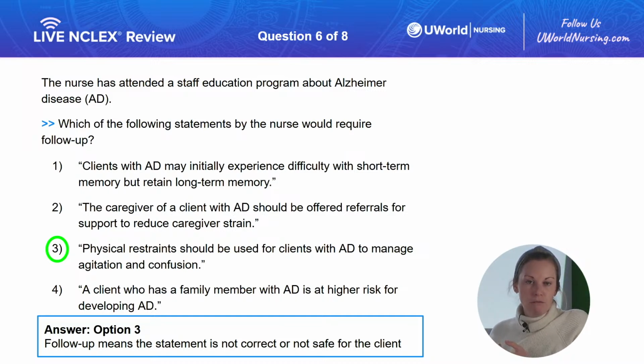What we see in option 1, this is a true statement. A lot of times short-term memory goes before long-term memory in clients with Alzheimer's. Caregiver strain is a huge part of Alzheimer's disease. We want to make sure that we're offering resources to the caregiver and to the client themselves, making sure that in this care team that's taking care of the client, everyone has what they need to be successful in their role. And then there is a genetic component to Alzheimer's disease, which is what we see in option 4.